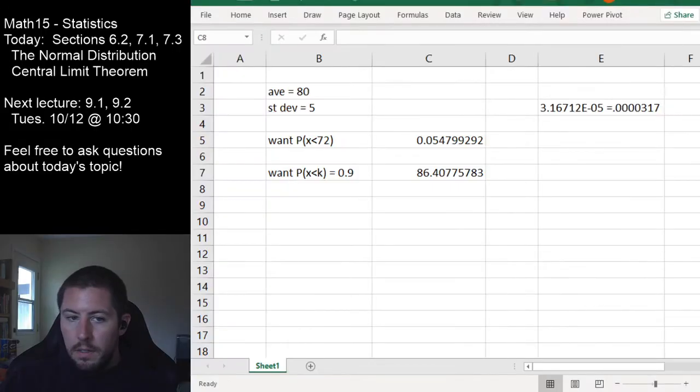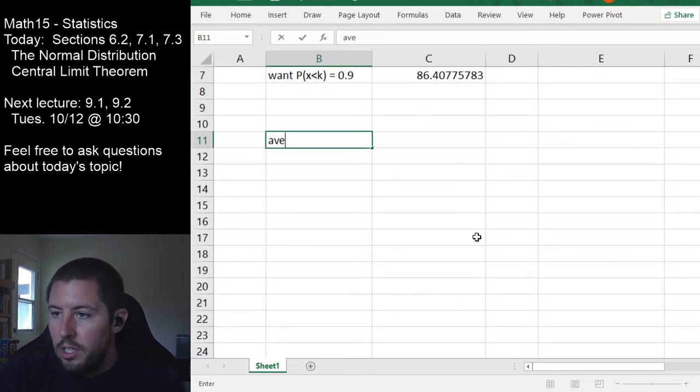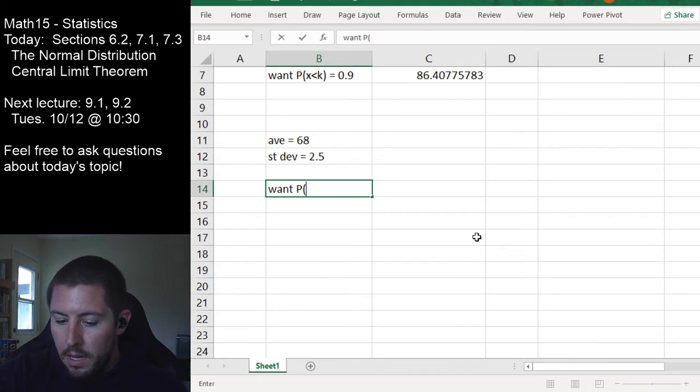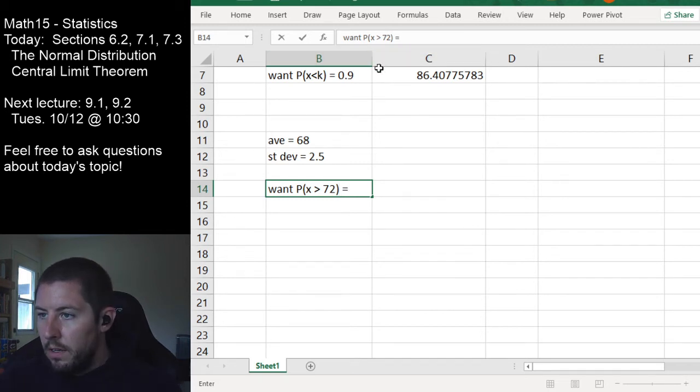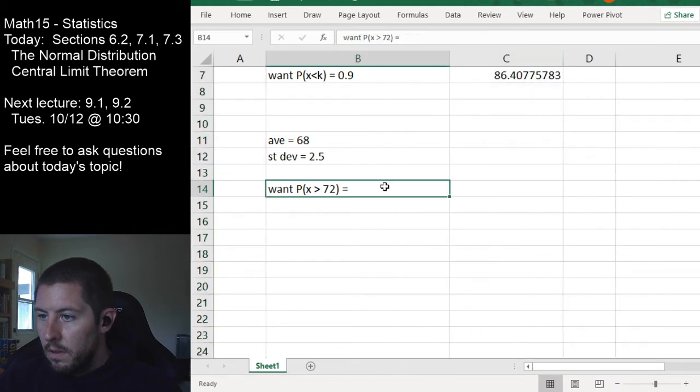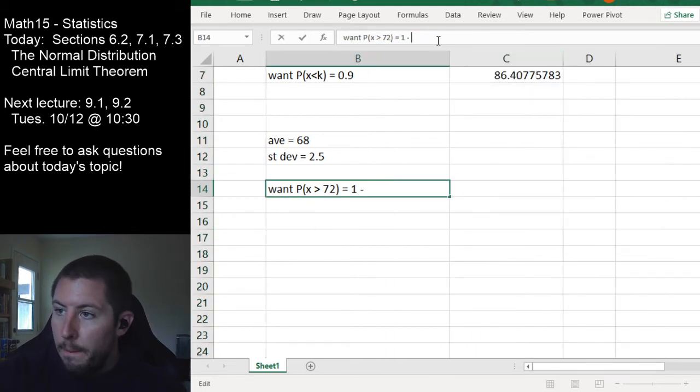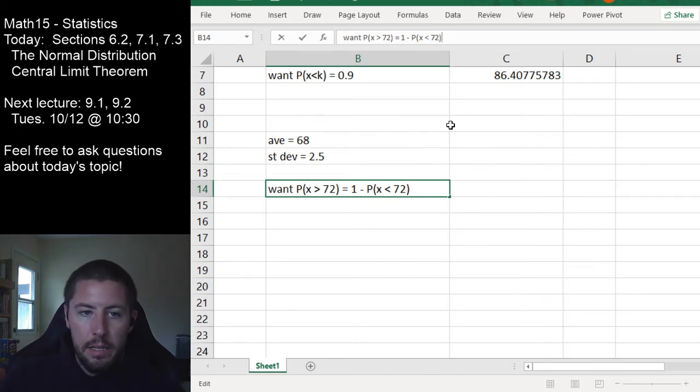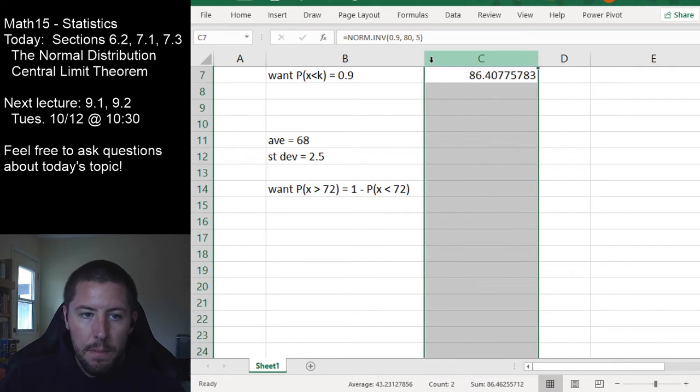So over to Excel. We've got a new scenario now. We are looking at having an average of 68, a standard deviation of 2.5, and we want the probability that x is greater than 72, which we are going to say is the same thing as 1 minus the probability that x is less than 72. We have to rephrase things into less than probabilities to do sensible computations in Excel.